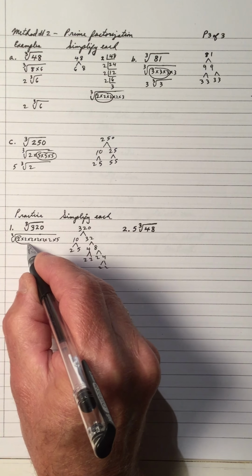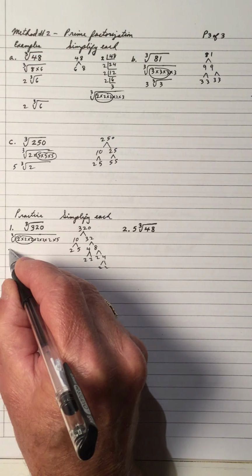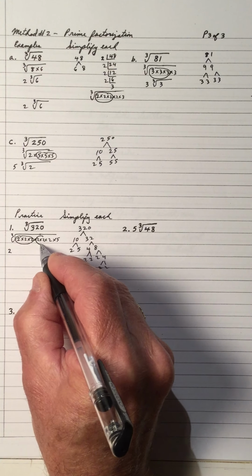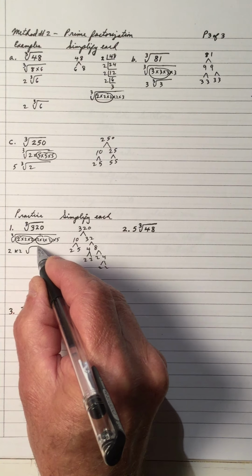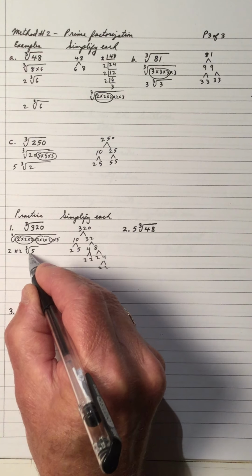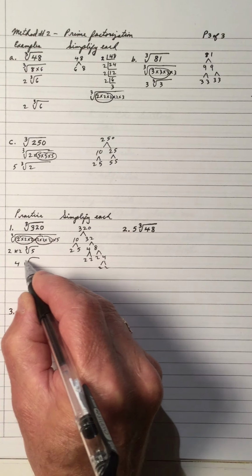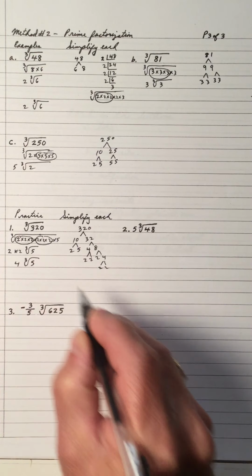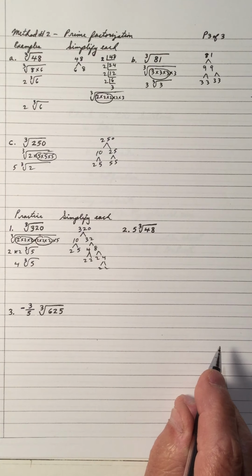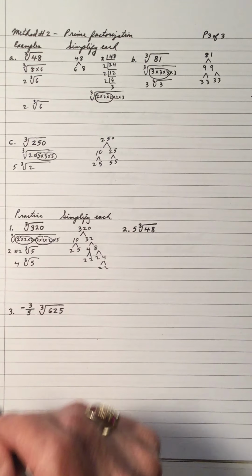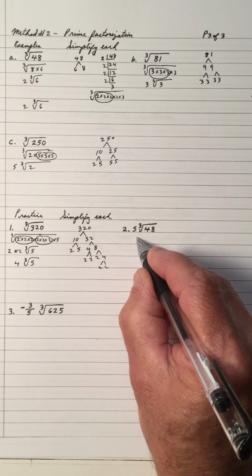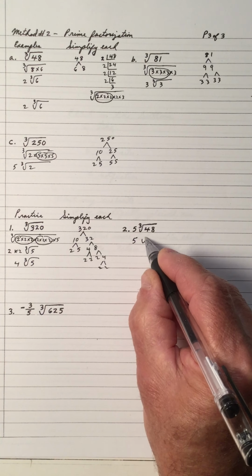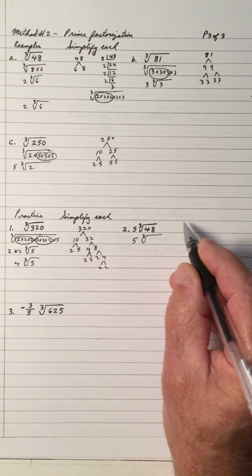So that's an 8. So that's a 2 out. That's 2 times 2 times 2. That's an 8. So there's another 2 out. And the 5 is only one of them, can't come out. So that's 4 cube root 5. Because that's a 64 times 5. And we have 5, and we have to break the cube root of 48 down.